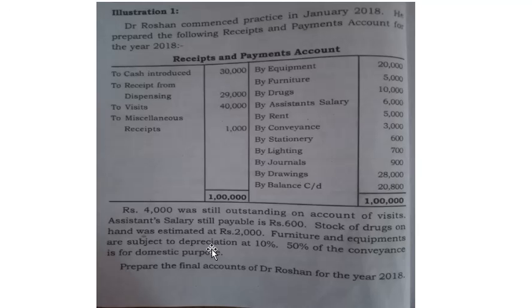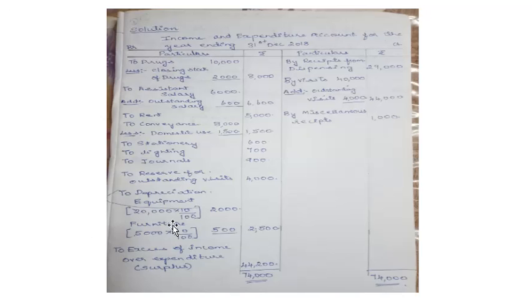50% of the amount. If it is own use, we call it personal expenses. So personal expenses we should not show in the account. So 50% of the amount we have to deduct from the conveyance. So come here, conveyance less domestic use 50%, 3000 into 50%, it is 1500. Half of 3000, that is 1500. So 3000 minus 1500, outer column 1500.